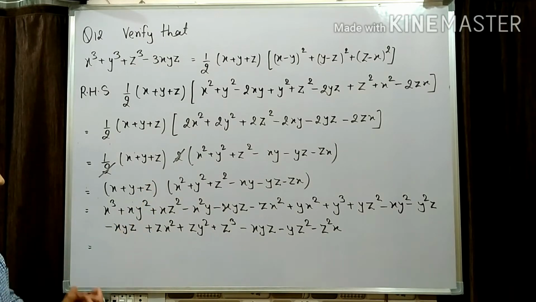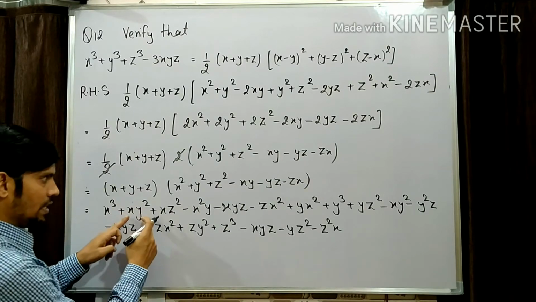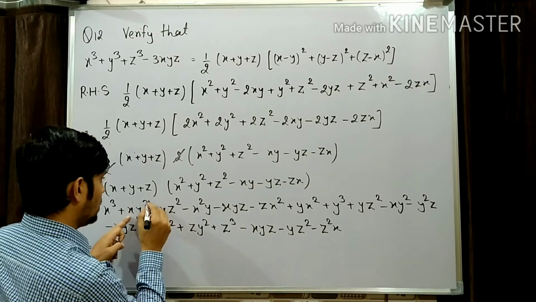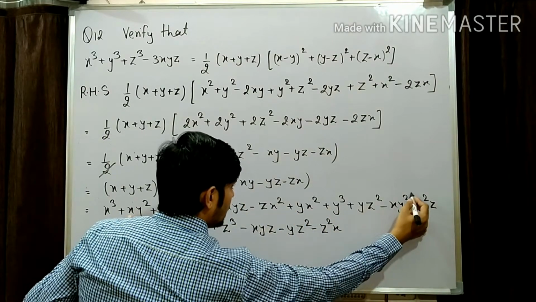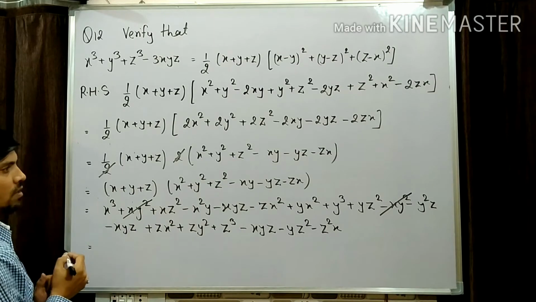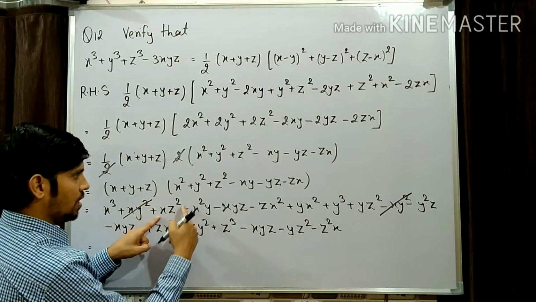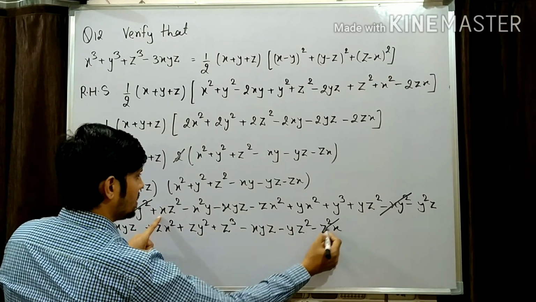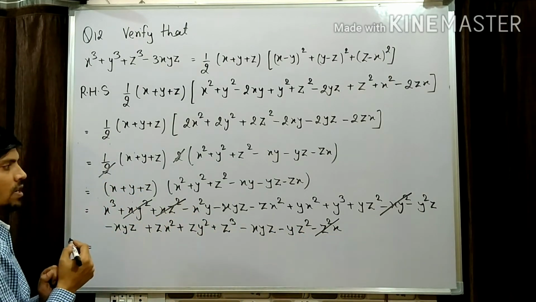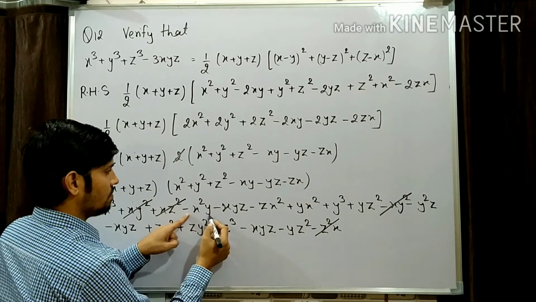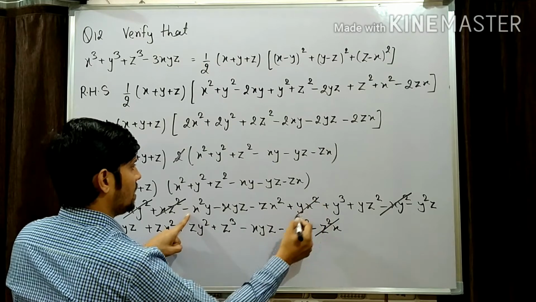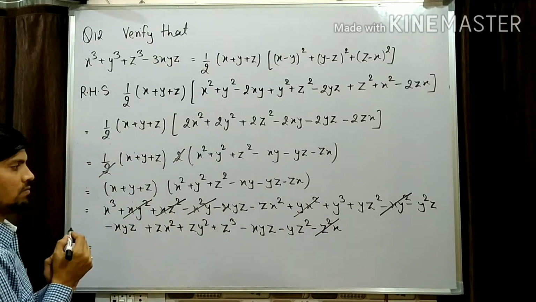Now we will solve it. Now we will see the terms. Which terms? This is x y square, which is positive here, and this x y square is negative here. Then this term and this term cancel out. Similarly, x z square is here, and this is minus x z square here. This term cancels out. Similarly, x square y is negative here, and this x square y is positive here. These two terms cancel out.